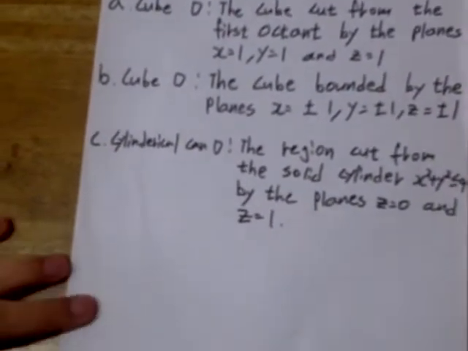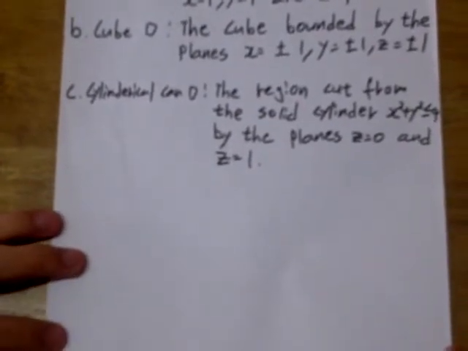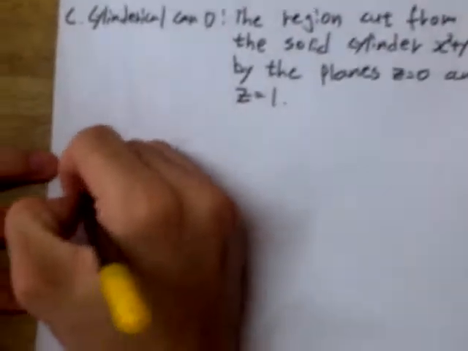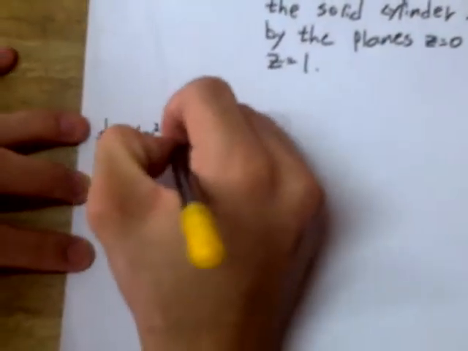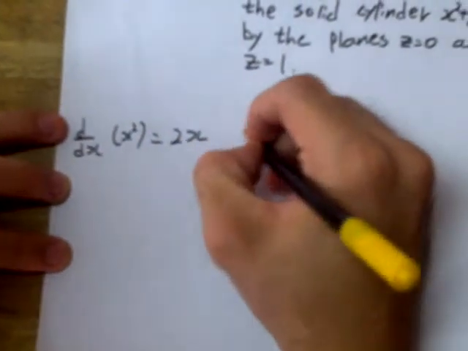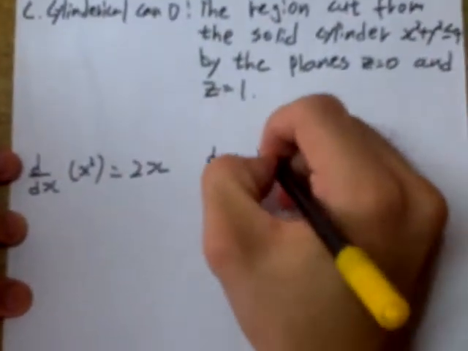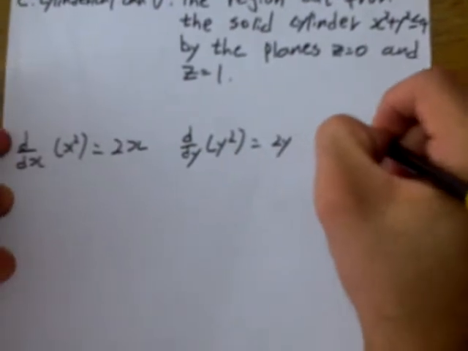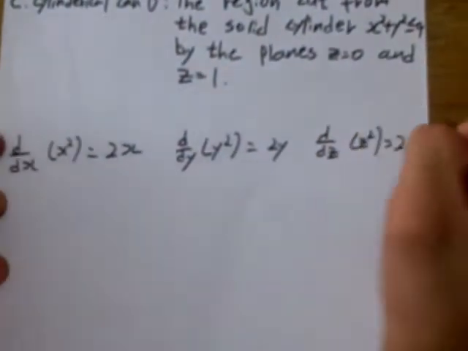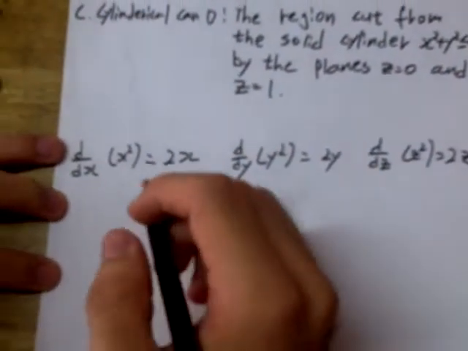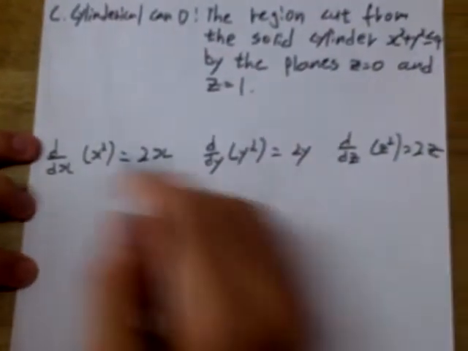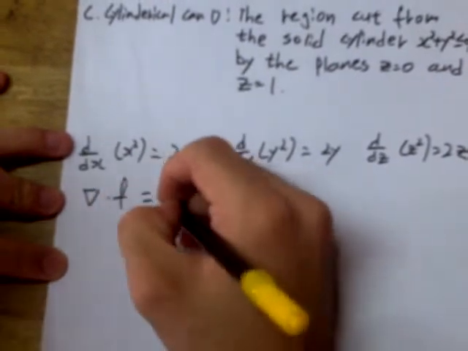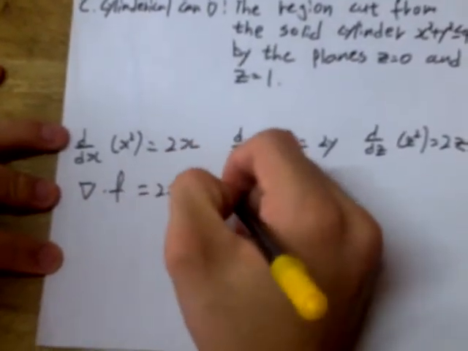First of all, what you need to do is differentiate each variable. d over dx of x squared equals 2x. d over dy of y squared is 2y. d over dz of z squared is 2z. Then with this, we can rewrite it as the divergence of F equals 2x plus 2y plus 2z.